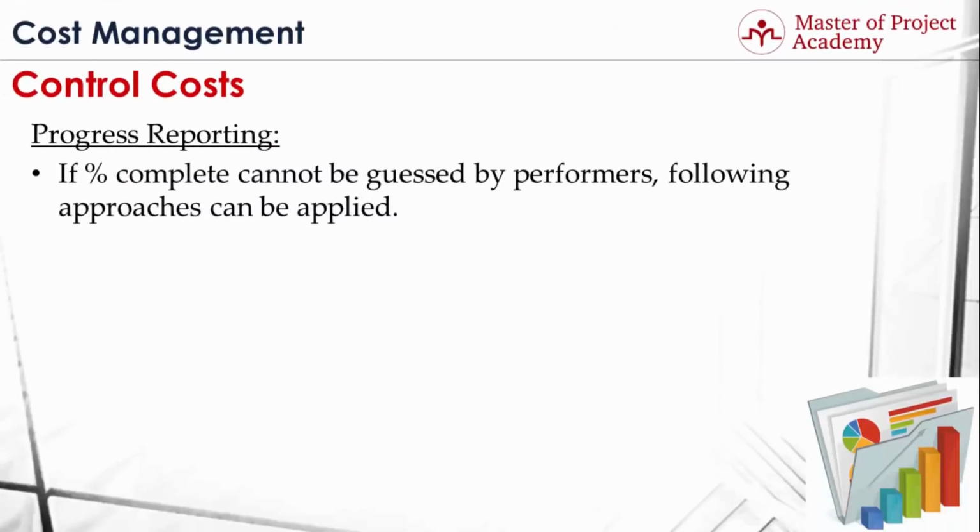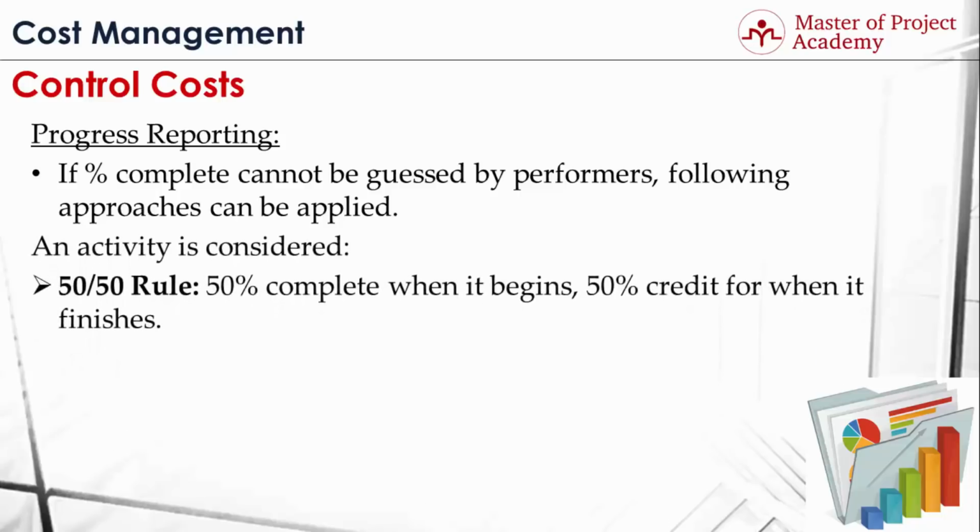If % complete cannot be guessed by performers, the following approaches can be applied. There are 3 approaches for % completion rates of activities in a project. The first one is the 50-50 rule. In this approach, an activity is considered 50% complete when it begins and gets the remaining 50% credit when it's finished. So in this approach, when an activity is started, by default, it's marked as 50% complete, and when it's finished, it's marked as 100% complete.